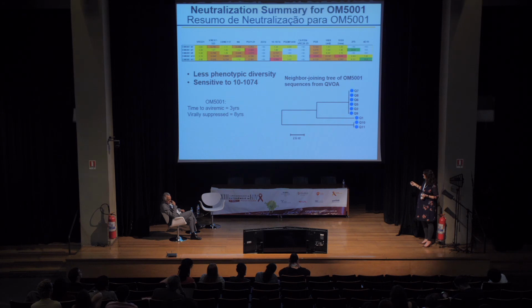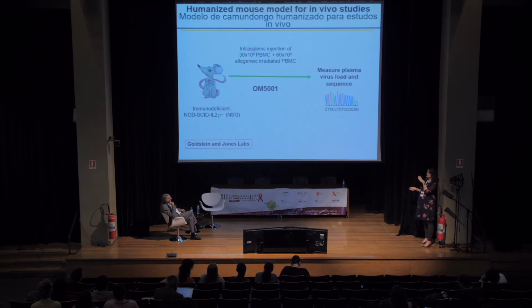There are 3 main branches within this person's virus, but they're not that different, actually, between the 3 branches. And this is maybe to be expected. This person was someone who was suppressed within 3 years of infection and has maintained suppression for 8 years. And so the Jones lab collaborated with Harris Goldstein's lab, and Harris Goldstein has a humanized mouse model.